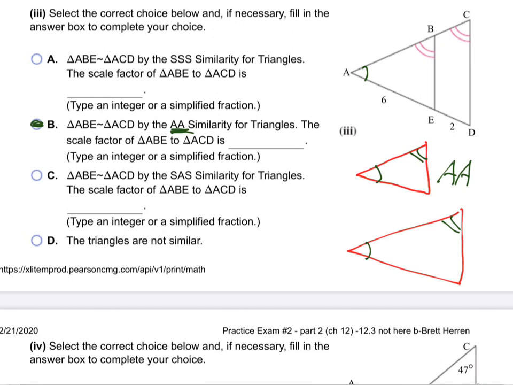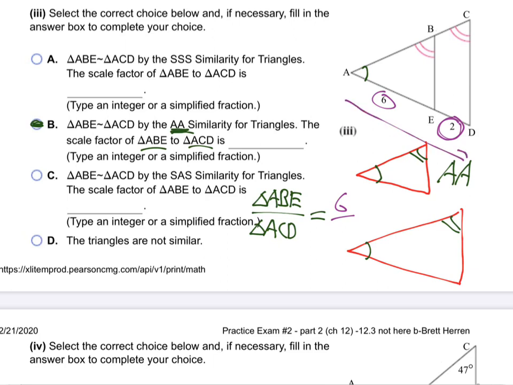Now they want the scale factor. Okay, so they want us to take the little triangle, triangle ABE, over the big triangle, triangle ACD. So what's that going to be? ABE, 6, over the other one, 2. No, watch out. That's an easy mistake to make. It's not 6 over 2, because notice 2 is only part of a side. That's not a whole side. What's the whole side of the big triangle? 8. 6 to 8. So then reduce that, divide by 2, top and bottom, 3/4. So the scale factor there is 3/4.